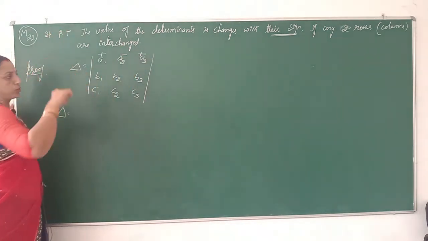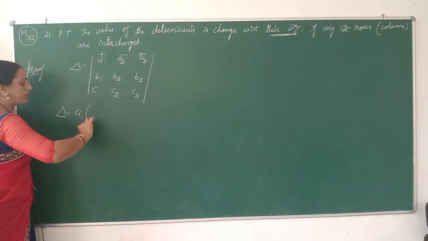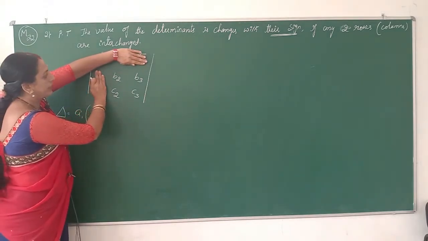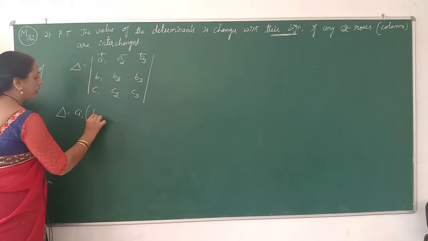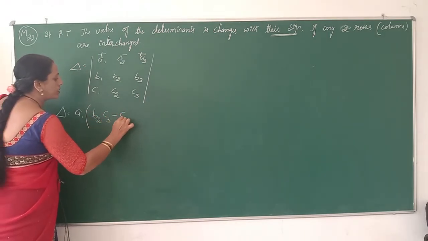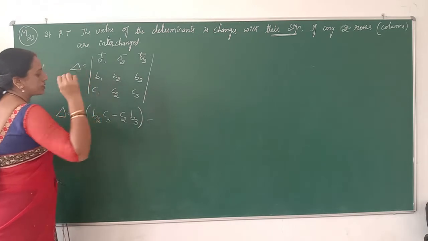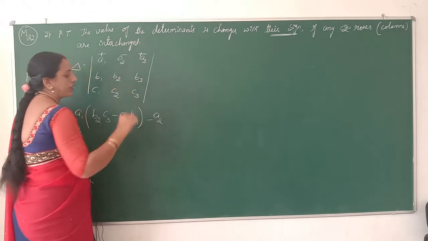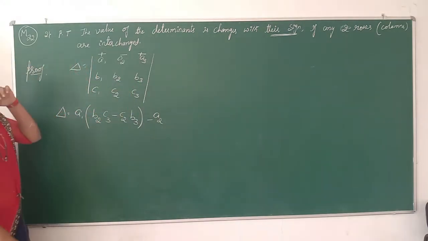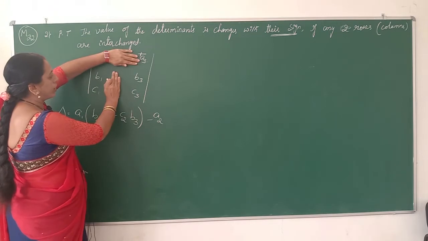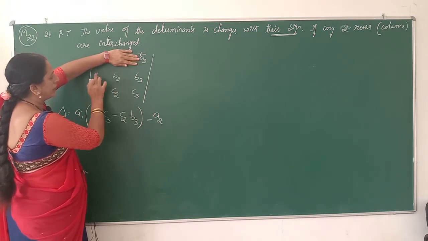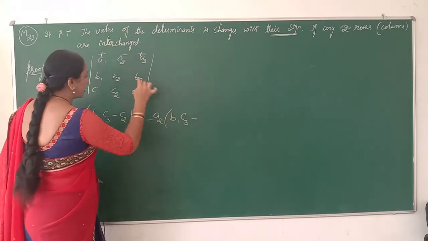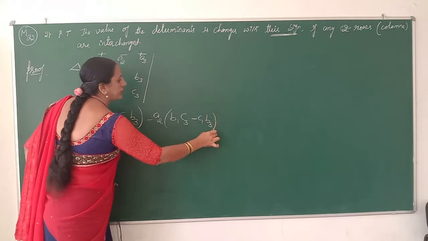expansion of the first row. Now A1 is an element of the first row and first column. These are neglected and the remaining are cross multiplied: B2 C3 minus C2 B3. Similarly, the next element is A2, which is an element of the first row, second column, and again these are neglected and the remaining are cross multiplied: B1 C3 minus C1 B3.